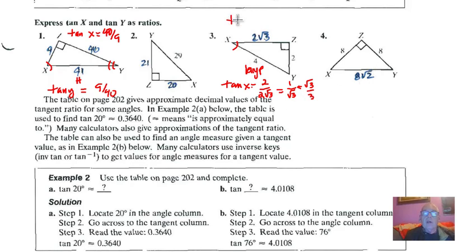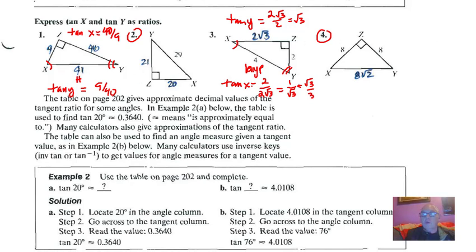Tan y. Now we're using y as our angle. This is still the hypotenuse. Opposite side is 2 root 3. Adjacent side is 2. So we get 2 root 3 over 2, which simplifies to just root 3. Okay, we'll leave number 4 for you to do. Email me if you have any questions on those.